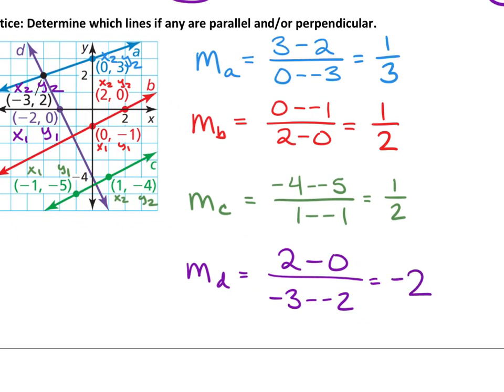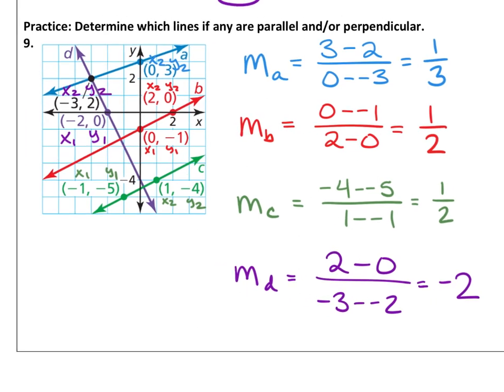Now we've gotten all of these slopes. Again, finding the slope is the same as it's been all class, but comparing them and telling me the answer is a little bit different. If I ask you first, which lines are parallel? B and C. Why are B and C parallel? You are correct. They got the same slope.